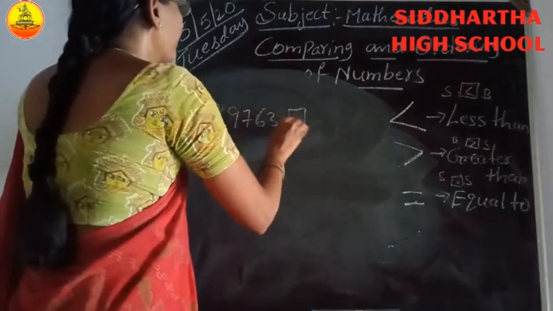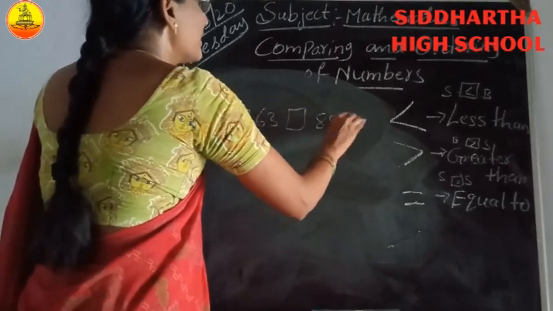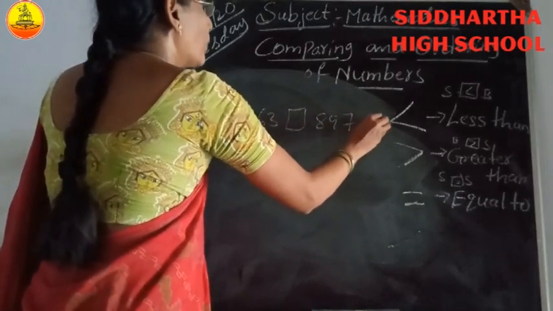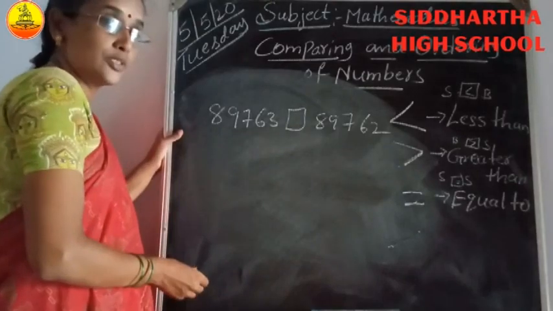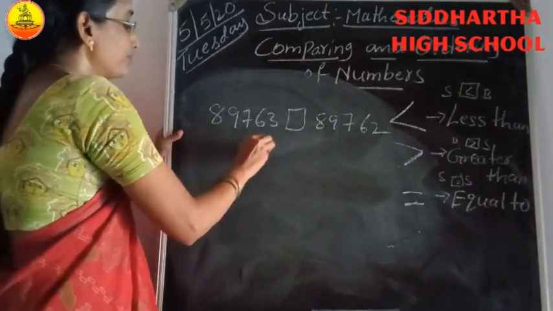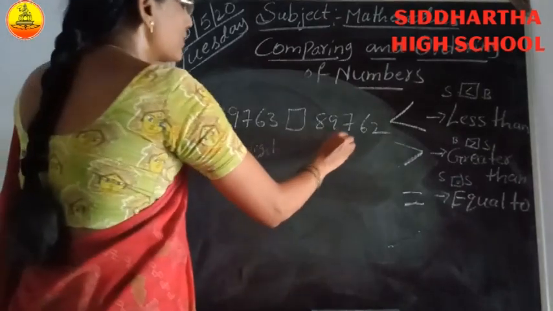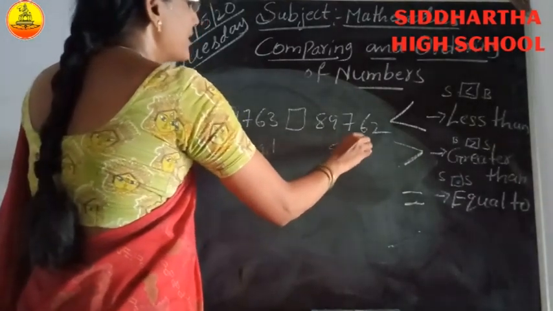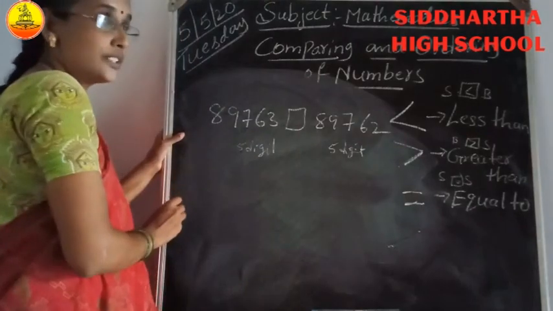89,763 and 89,762. Now here observe, children. 1, 2, 3, 4, 5. This is a 5-digit number. Here also a 5-digit number. But these are two 5-digit numbers.